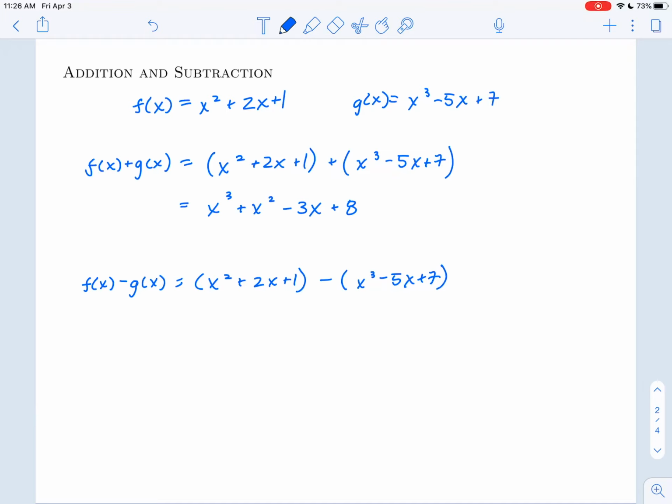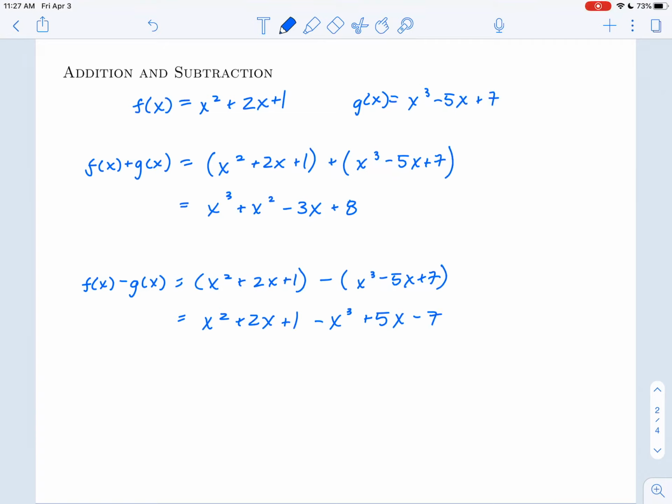Now in this subtraction, those parentheses are actually super important, right? I want to subtract all of the terms from g of x. So let's go ahead and distribute that minus sign. So we still have the x squared plus 2x plus 1. Now we're going to subtract the x cubed. Subtracting negative 5x, that means we're going to add in that 5x. And then subtracting that 7.